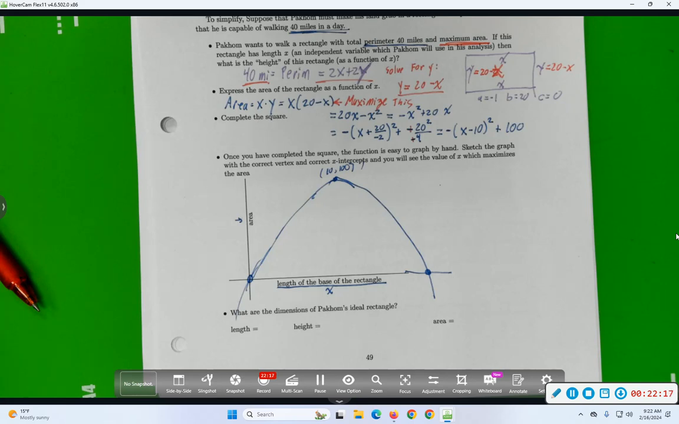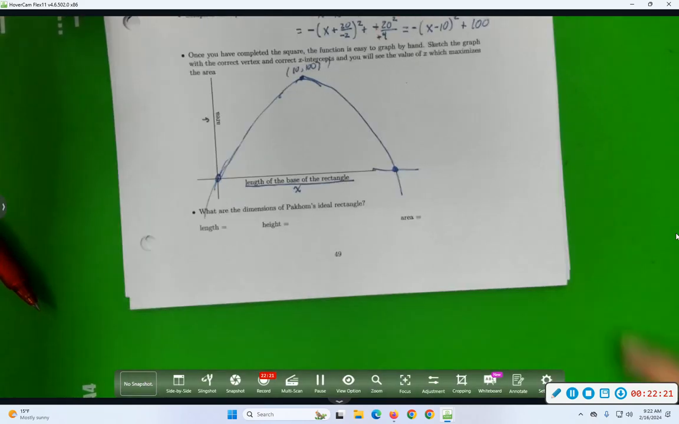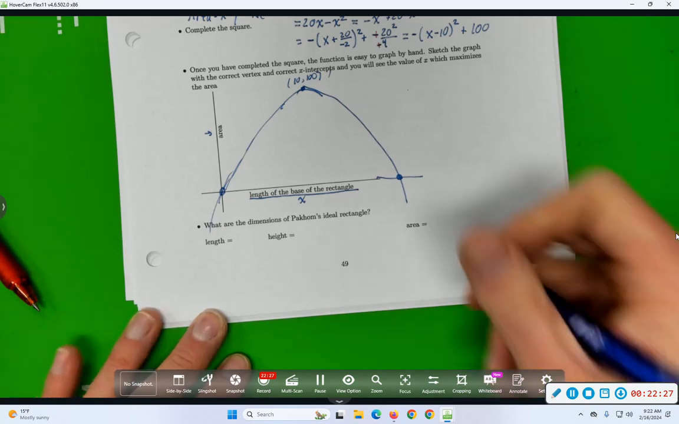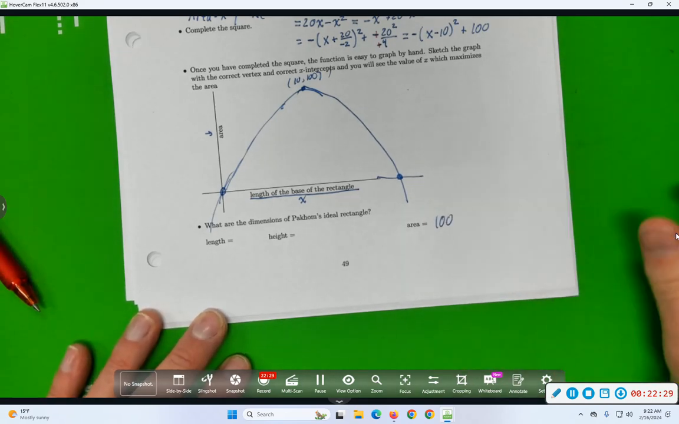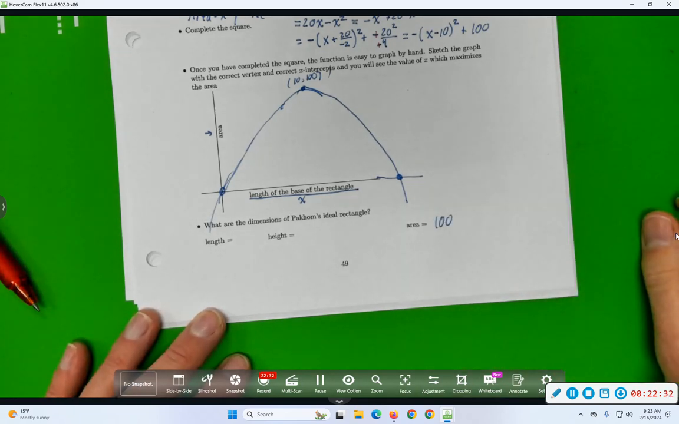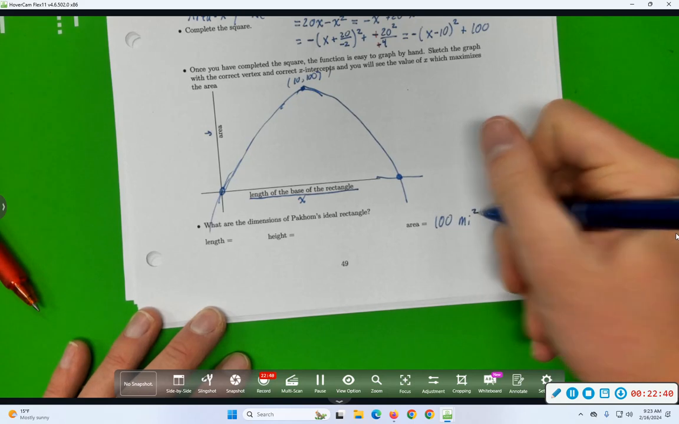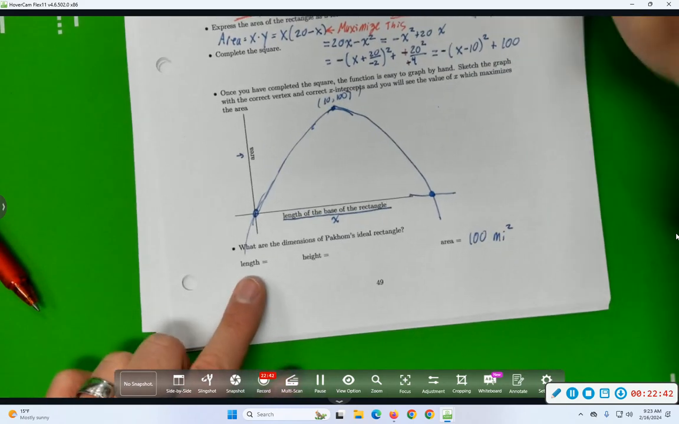That's the input value. Maybe you're answering the questions in the order listed instead of the order I was asking. The maximum area is 100, and maybe we should put units. What are the units on this area? Miles, but square miles because it's a unit of area. 100 square miles. What's the length of this ideal rectangle?